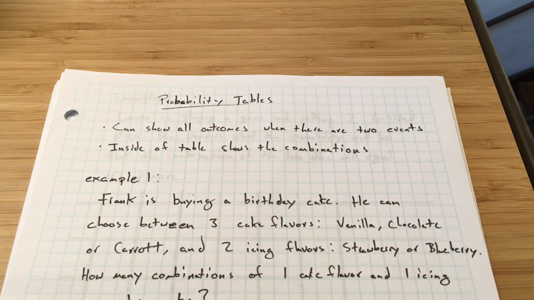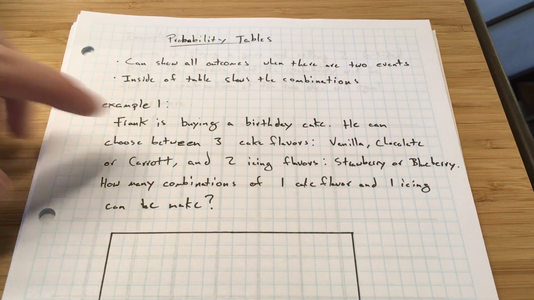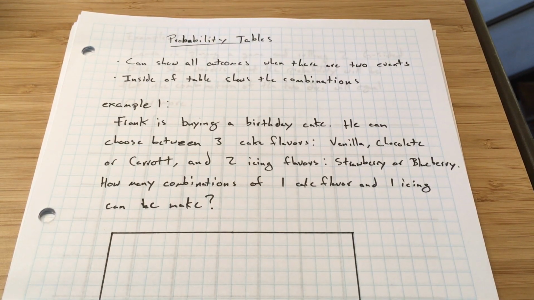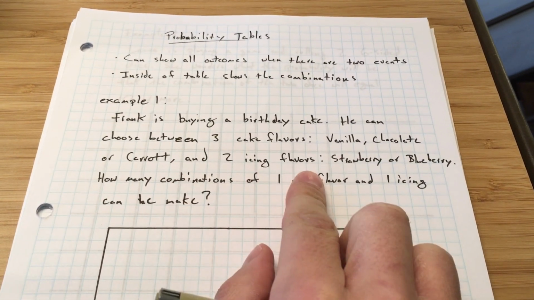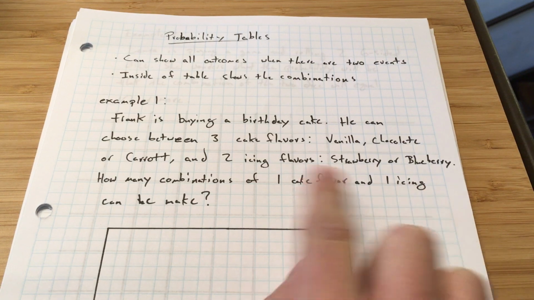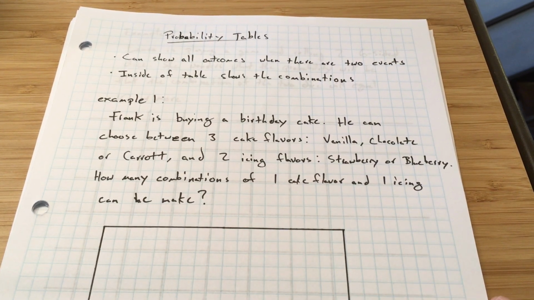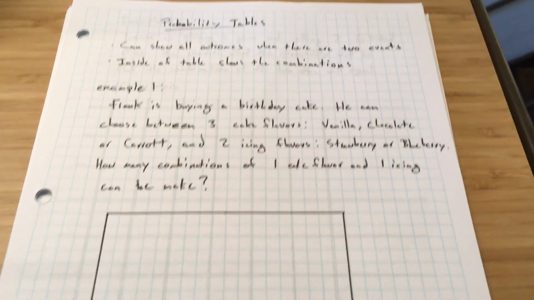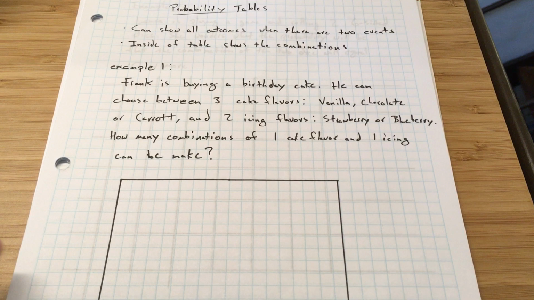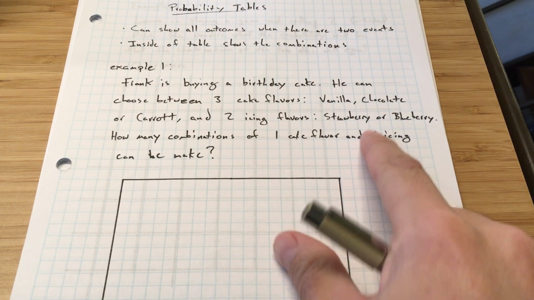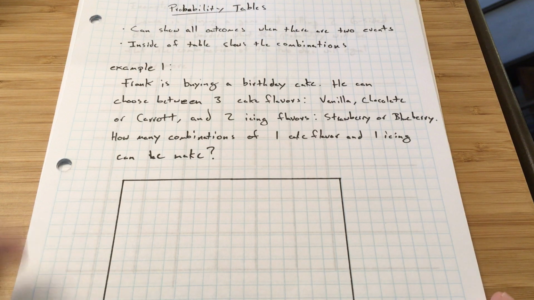So here's the first example for you. Frank is buying a birthday cake. He can choose between 3 cake flavors, vanilla, chocolate, or carrot, and 2 icing flavors, strawberry or blueberry. How many combinations of 1 cake flavor and 1 icing can he make? I actually didn't ask this one as a probability question. What you would be asked later would be, what is the probability that he will pick strawberry and chocolate? But let's just look at how we see all the outcomes here.